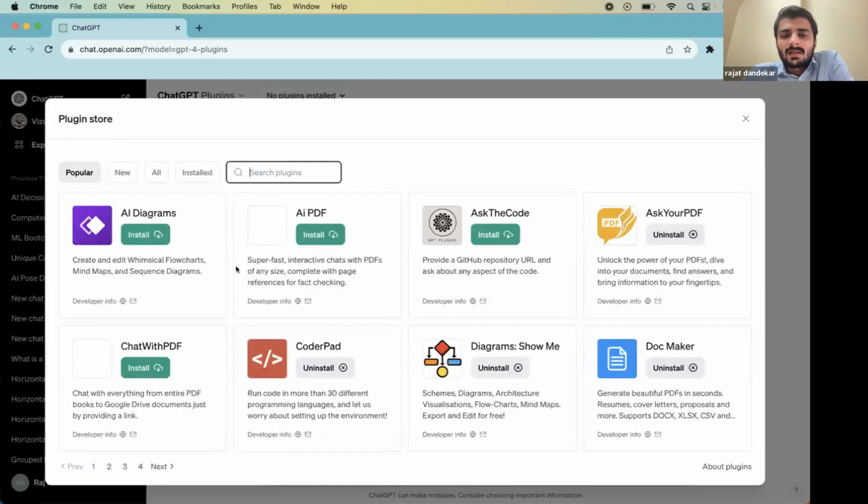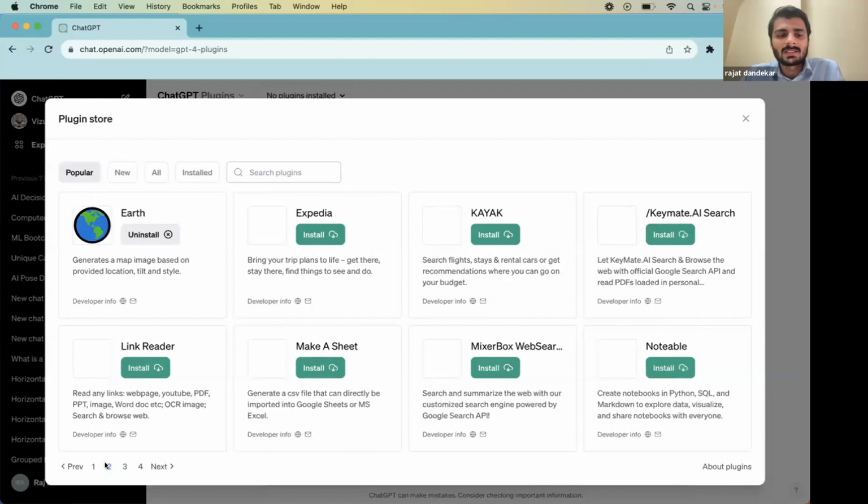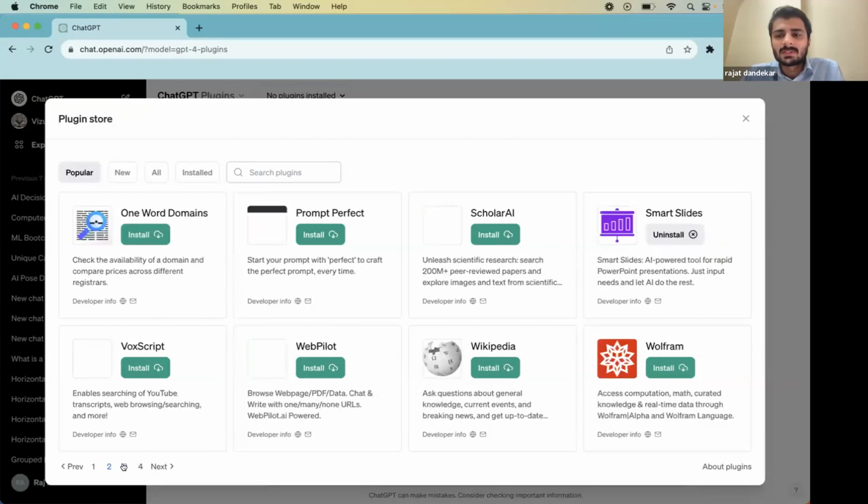Here there are a number of plugins and we have explored almost all of them. I would like to take you through the most important ones. There is a plugin called Doc Maker, which you see over here in the bottom right corner, which is very important. Apart from that, there is a plugin called Slide Maker, Smart Slides. I'll be explaining both these plugins right now.